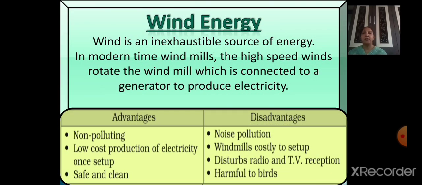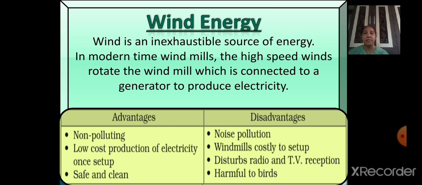Now the next non-conventional source of energy is wind energy. We know very well wind is an inexhaustible source of energy, right? In modern times, in windmills, the high speed winds rotate the windmill which is connected to a generator to produce electricity. Now children, let's go through the advantages and disadvantages of this. Advantages include: it is non-polluting, it does not pollute, and it has low cost production of electricity once set up. It is also safe and clean.